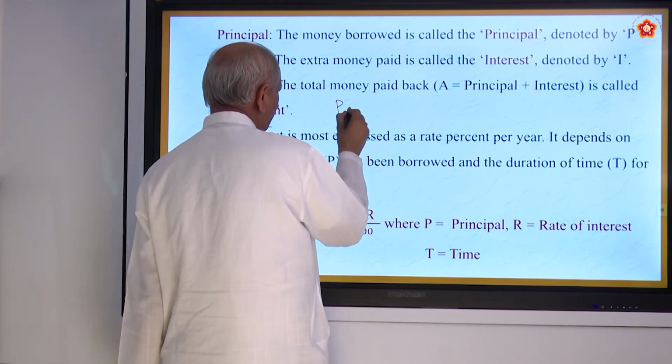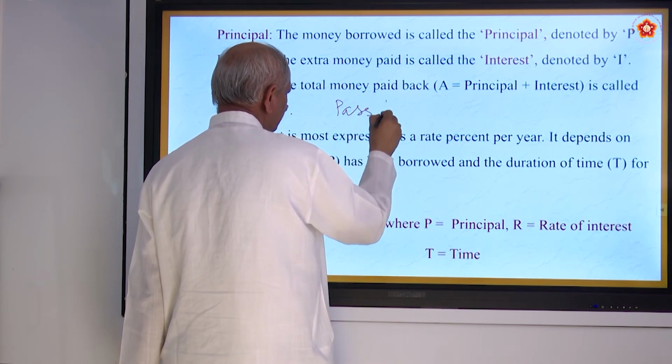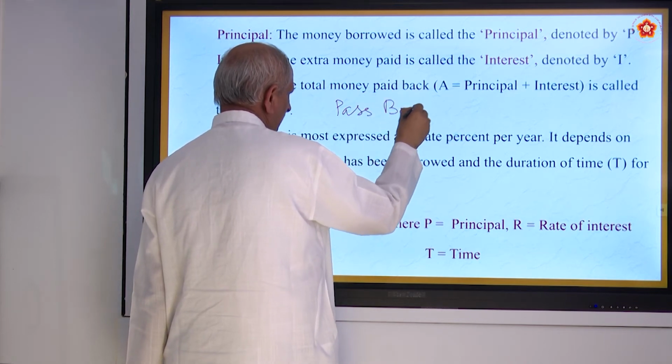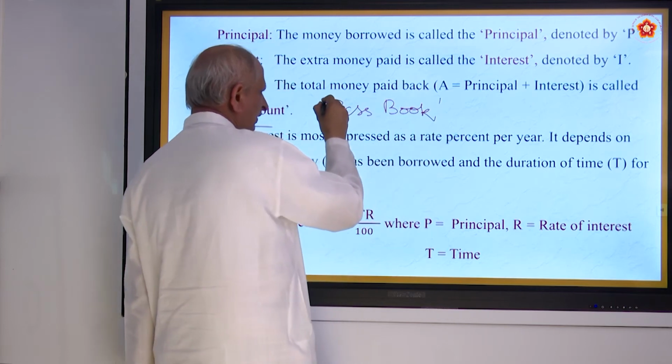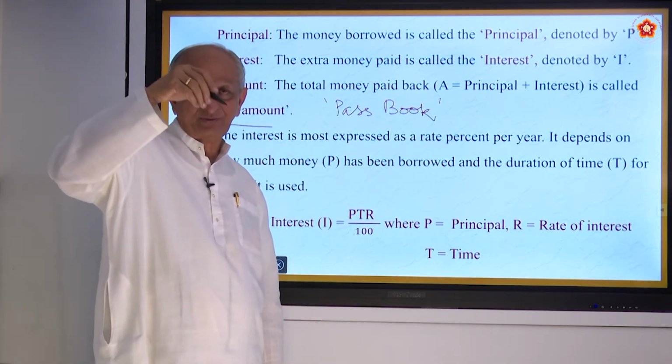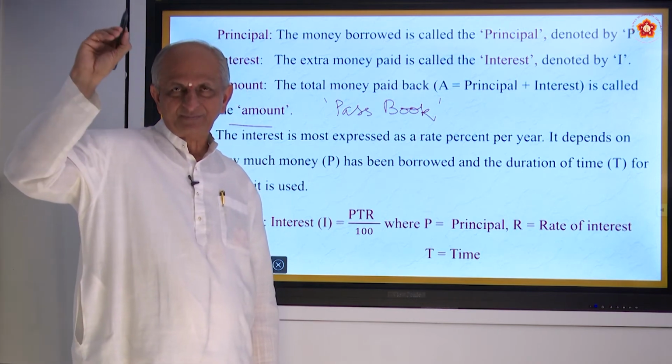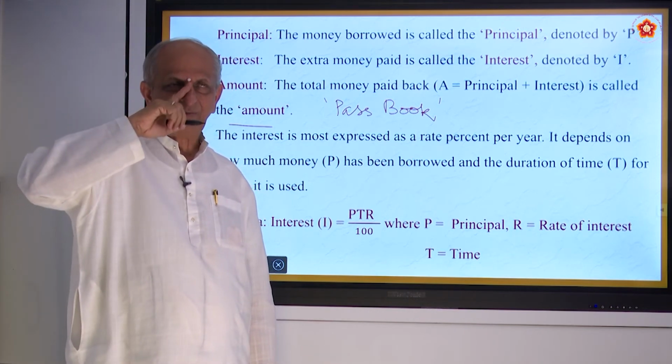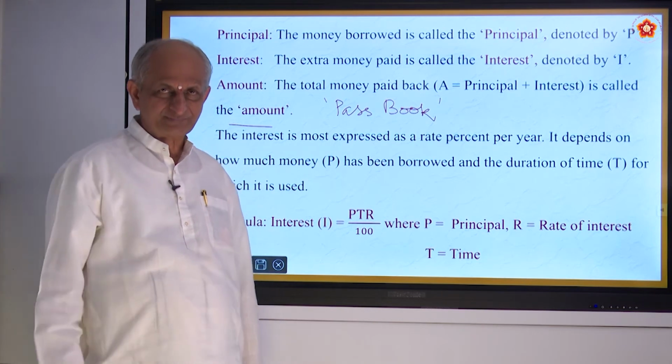If you don't have it, you just ask for the passbook. It's compulsory. All banks or post offices should give a passbook. In the passbook, they enter the date also, the money deposited, and the interest calculated. Of course, interest will be calculated once in 6 months.